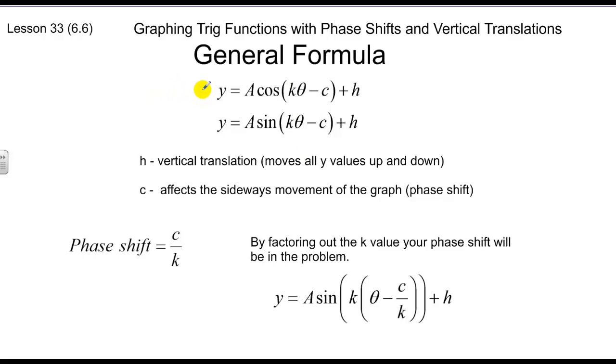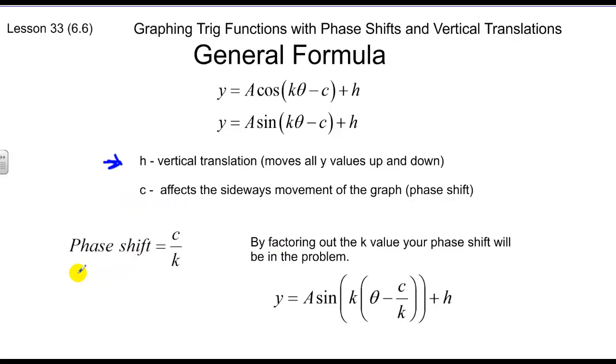I did that because I wanted to be in agreement with our book. Several books I've used had a k theta plus C form. Our book uses a k theta minus C, so we'll go k theta minus C. H in this formula represents the exact vertical translation of our graph. C doesn't necessarily reflect the horizontal translation.